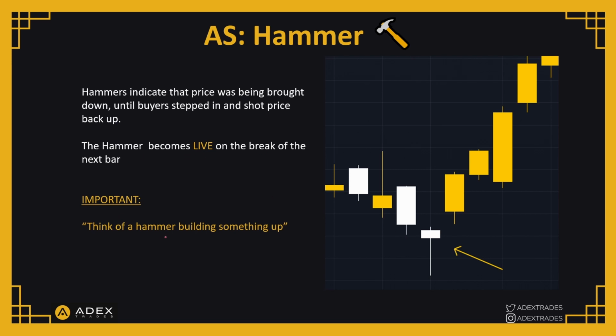Important, think of the hammer as building something up. So what happened with this candlestick right here? We opened right here at this level, and price originally went down. You can tell that price went down because of the formation of the wick. Price went down, but then all of a sudden price started to go up, and then we closed right here. So what does this mean? Remember how I talk about how each candlestick tells a story? This hammer candle indicates that sellers were originally in the play, they brought price down, but then buyers stepped in and brought price up and closed it relatively near the highs.